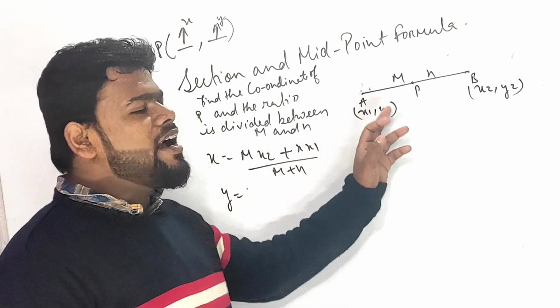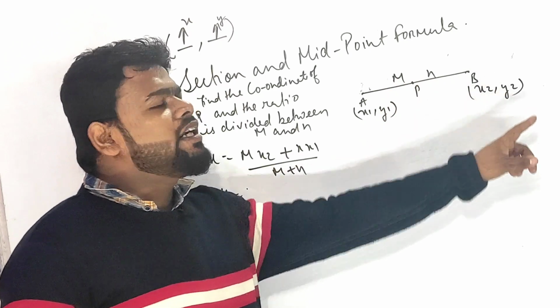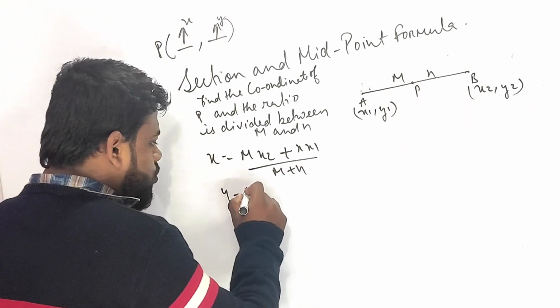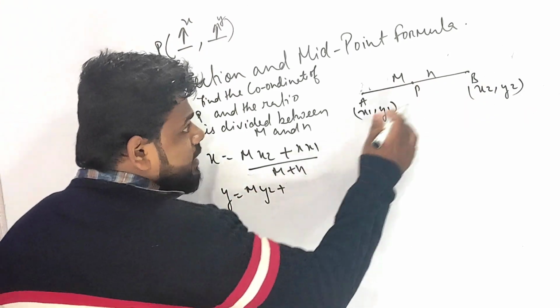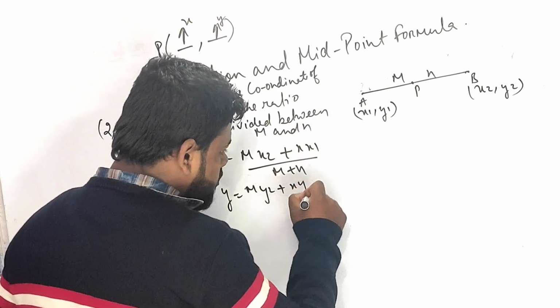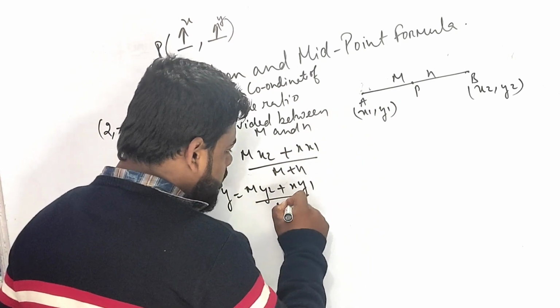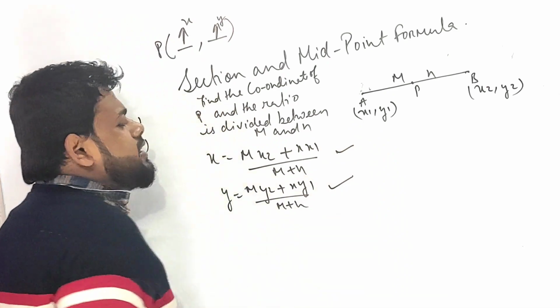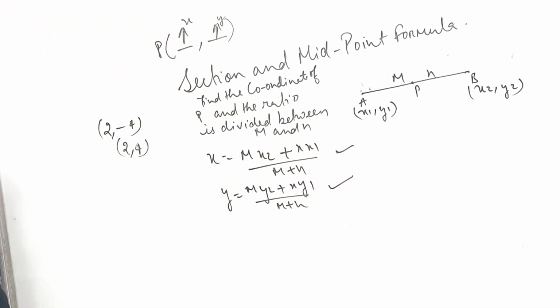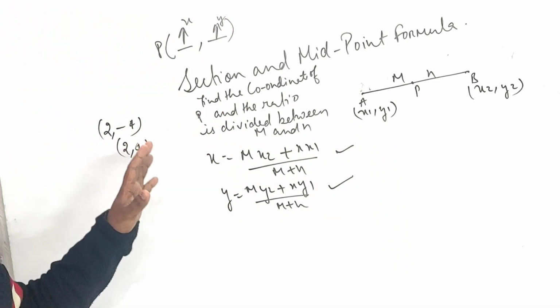Sorry, now I have to take it at the y coordinate. That means m into y2 plus n into y1 upon m plus n. This is the formula. This is known as the section formula. My dear most children, please note it down, the section formula. Is it clear, everyone?